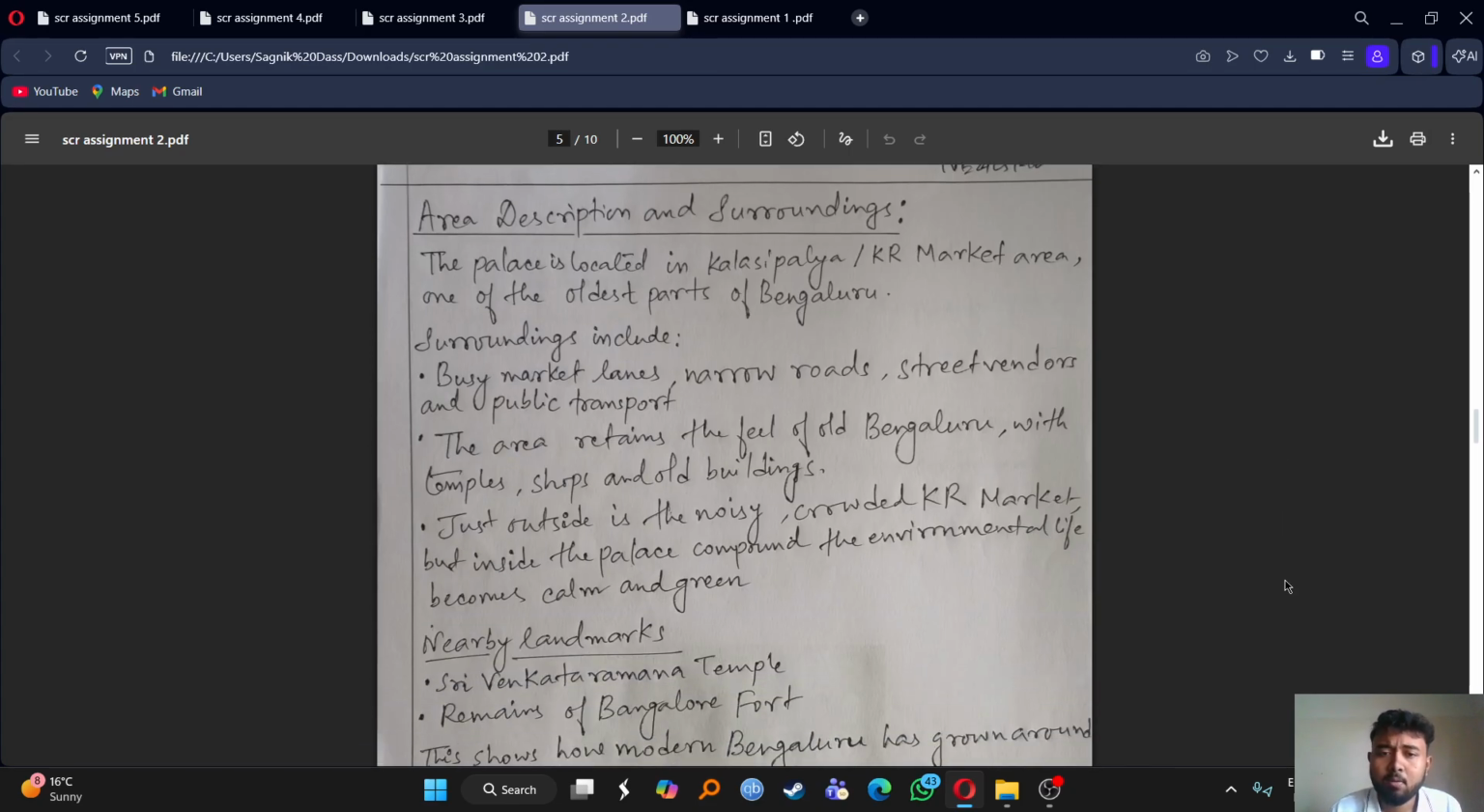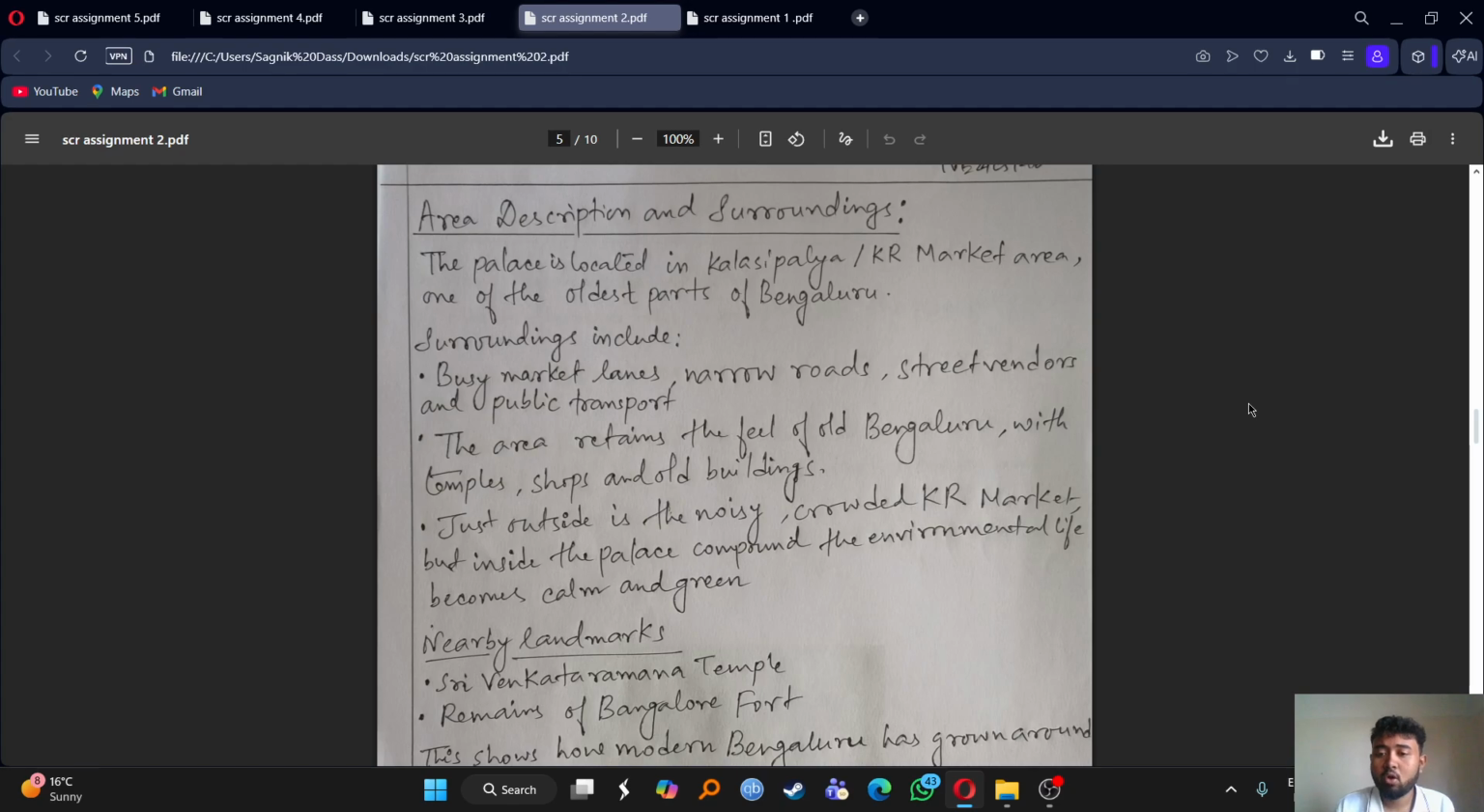Description of the area and surroundings: the palace is located in the Kalasipalayam market area, as I already told, one of the oldest parts of Bangalore. The area is fully surrounded by busy markets, narrow roads, street vendors, and public transport is very good. The area retains the feel of old Bangalore with temple shops and old buildings, along with new buildings that have also been developed. Metro connectivity is very good.